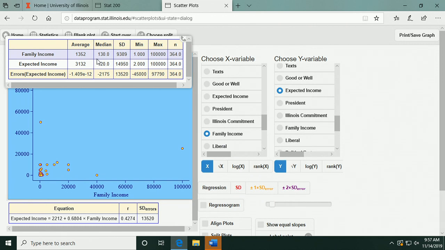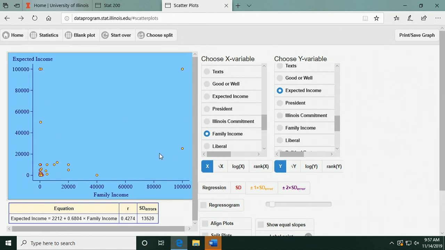Wow, you guys are rich in this class. So that's the median, the middle person, 130,000. Seems like a lot to me. And the average is 1,352,000 in this class. And they expect to earn a lot more than their family. And so it's interesting. But we can't even see it, right? So what are we going to do? Let's just follow the steps and see how it works, okay?